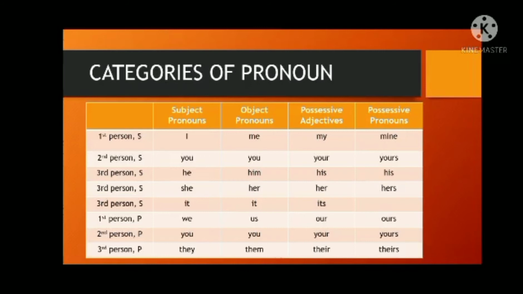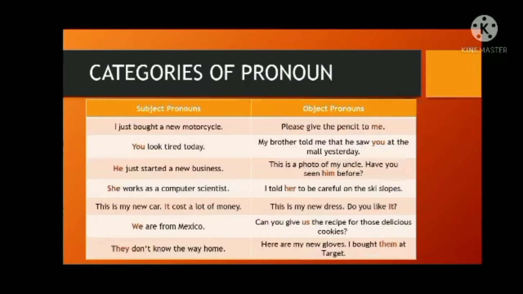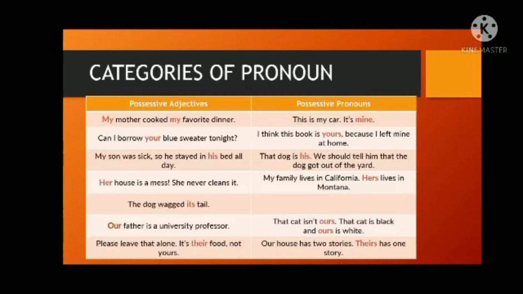The next slide shows the example sentences for each type of pronoun. I will not discuss it one by one because it is self-explanatory. Just read it: subject pronouns, object pronouns, possessive adjectives, and possessive pronouns. You will notice that the possessive pronoun form for its is blank because there is no possessive form for that pronoun.